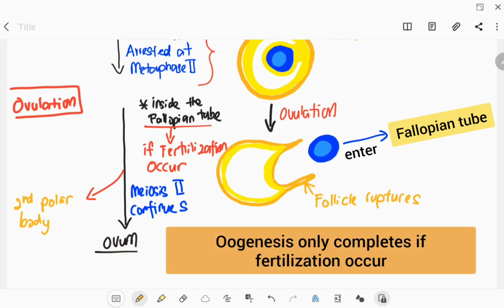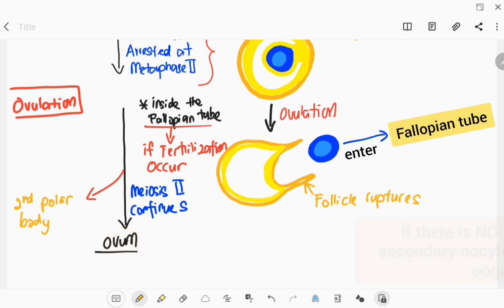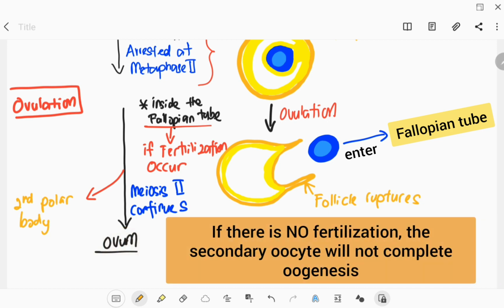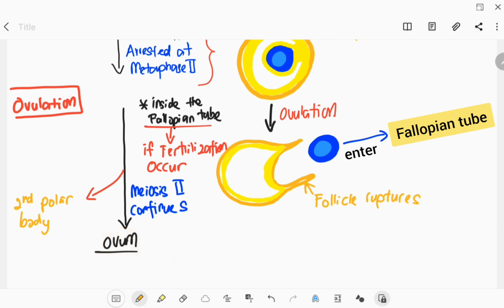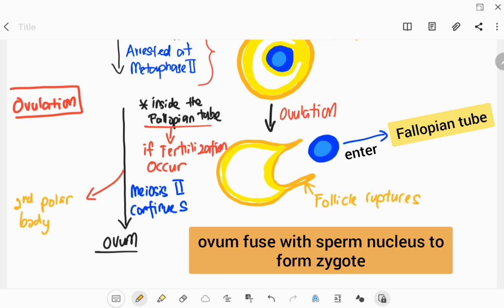Nampak tak? Proses ni hanya complete if there is fertilization. So katakan kalau tak ada fertilization, the secondary oocyte tadi akan remain as a secondary oocyte. And eventually, the secondary oocyte will be removed from the uterus semasa menstruation, semasa period berlaku. So kalau ada fertilization saja, oogenesis tu akan complete untuk form ovum, which is the female gamete. And then ovum akan fuse with the sperm nucleus to form the zygote.